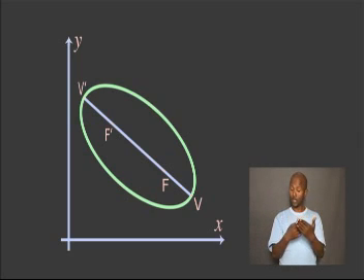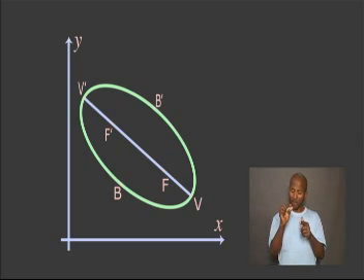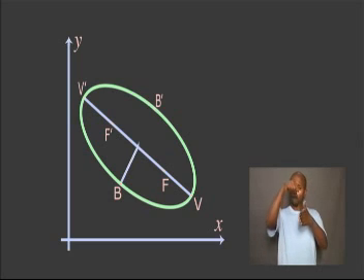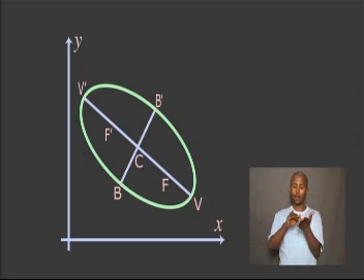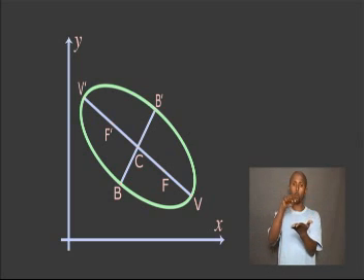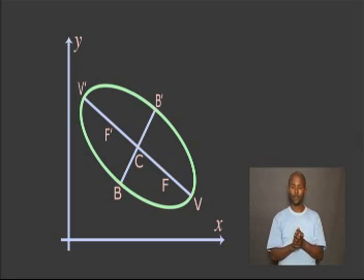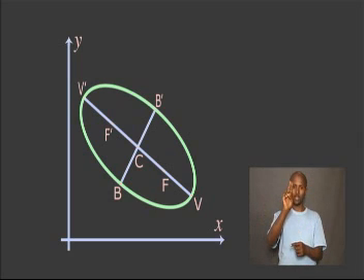There is a second set of vertices. B and B prime are on the minor axis. The minor axis runs perpendicular to the major axis at the midpoint of the ellipse. The center of the ellipse, C, is found at the intersection point of the major and minor axes. The distance from the center to a focus is denoted by a small c.